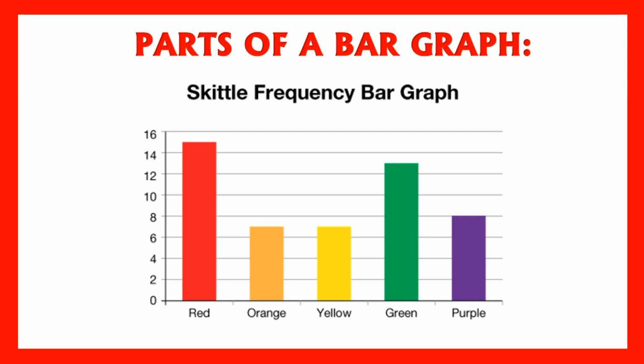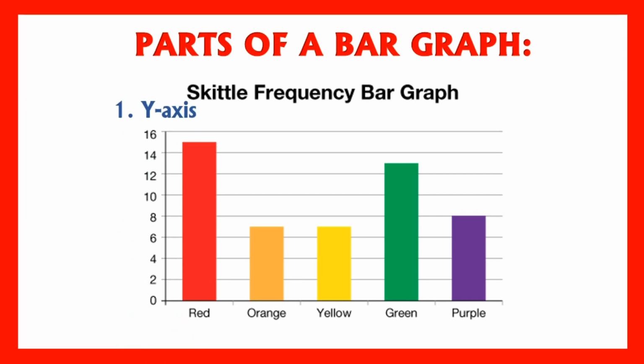So now I am going to share the parts of a bar graph. Here is a bar graph. It has red, orange, yellow, green and purple. I think it's all about the colors. So here I am going to highlight the main 5 parts or 5 features that must be in each bar graph.